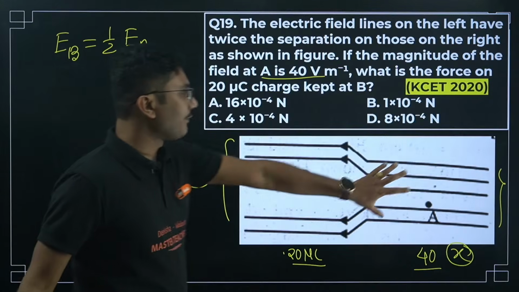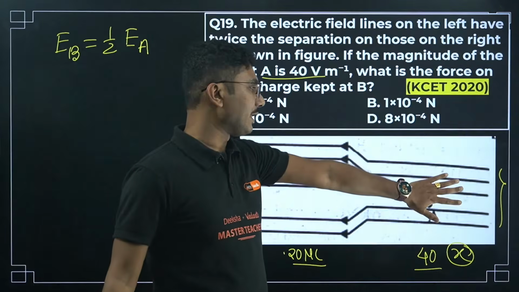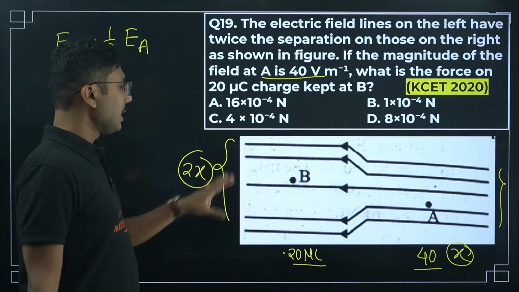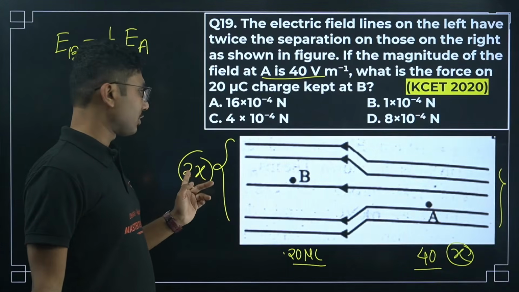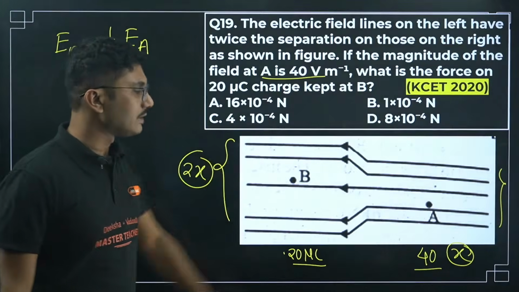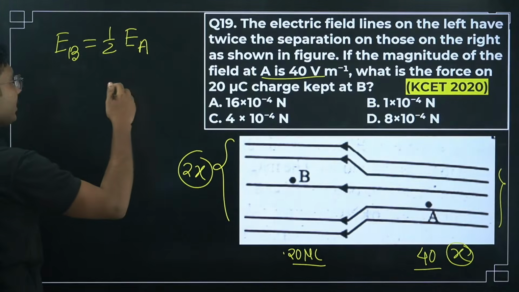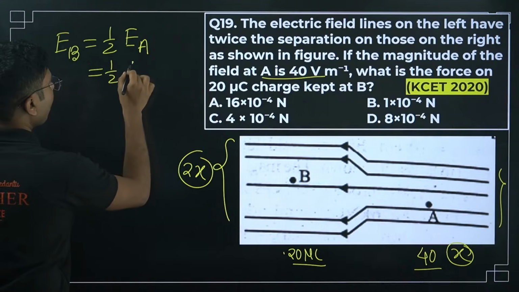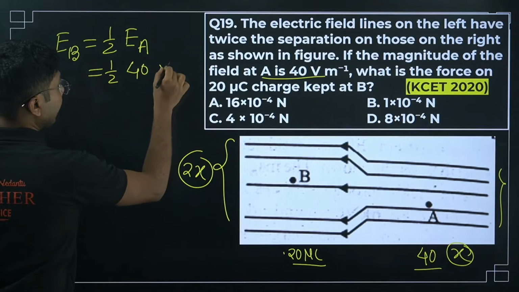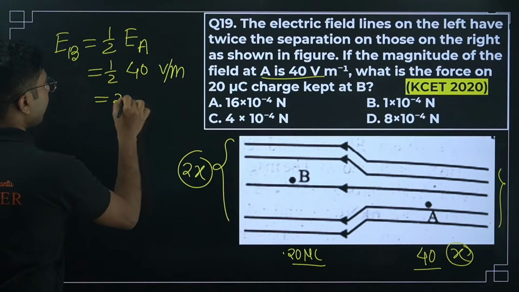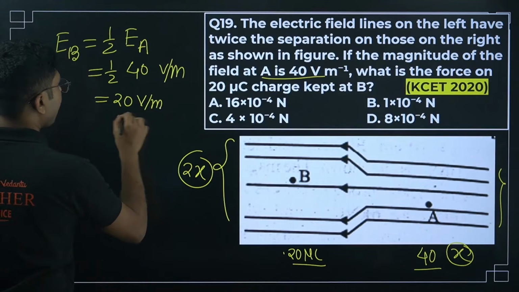Why? Electric field lines are closer at A, which means the electric field is stronger. Here the electric field will be weaker. By how much? Inversely proportional to the distance between the lines. The distance here is 2x and there it is x, so it will be half of the electric field at A. So half into 40 volt per meter. By the way, volt per meter is another unit of electric field. So 20 volt per meter is the electric field.